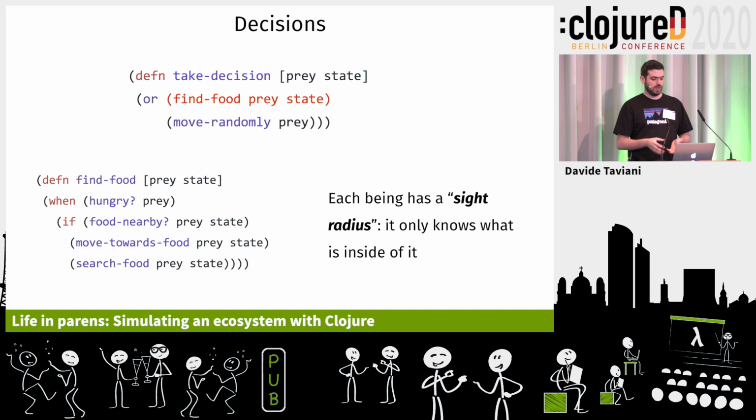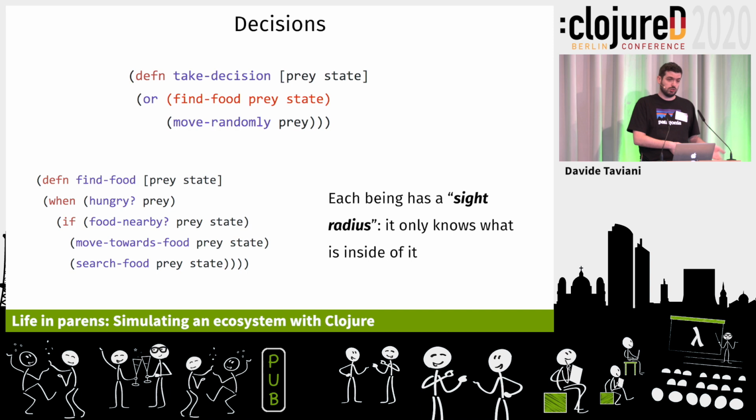Another thing that Clojure has that is very cool is the or statement, in which you can have multiple clauses, and it will stop at the first truthy clause. So we can implement a lot of decisions to be taken as alternatives, and essentially they just need to either return an action or nil. If they return an action, we're fine. If they return nil, the next thing will be considered. So in this case, finding food is implemented as: we look at whether the creature is hungry. If it's hungry, is the food nearby? If so, let's go towards it. Otherwise, let's search for food.